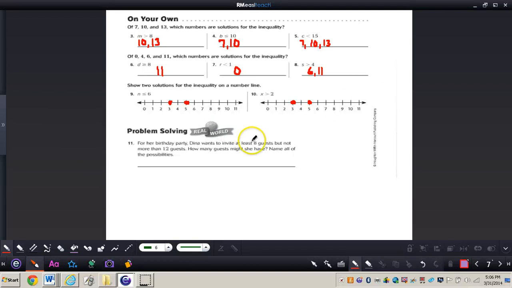So at least 8 guests. Okay, no more than 12. So we have 8 at the least, also 9, 10, 11, or even 12 guests. Okay, why do we include 12? Because she wanted no more than 12 guests. It didn't say she didn't want 12 guests, it was just no more than 12 guests.